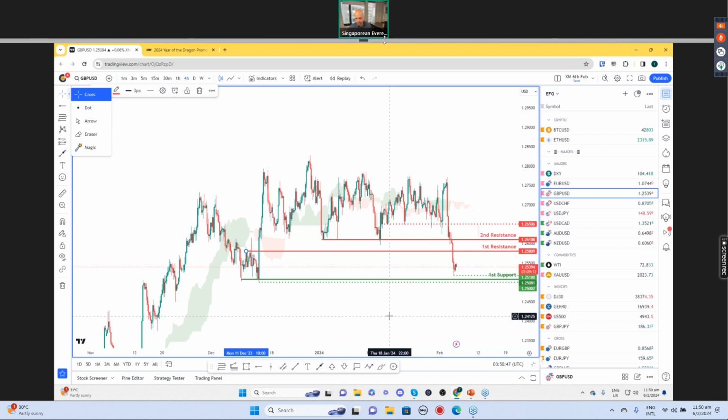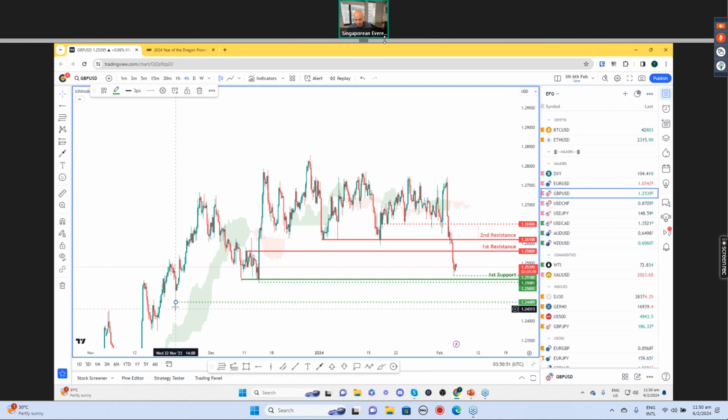Where could the second support be for the pound? Perhaps we can use the bottom of this wick here, right? We can see price finding pretty decent support level here before bouncing, which is at 1.2450 on 22nd of November. So this is probably a good level to identify as the second support.